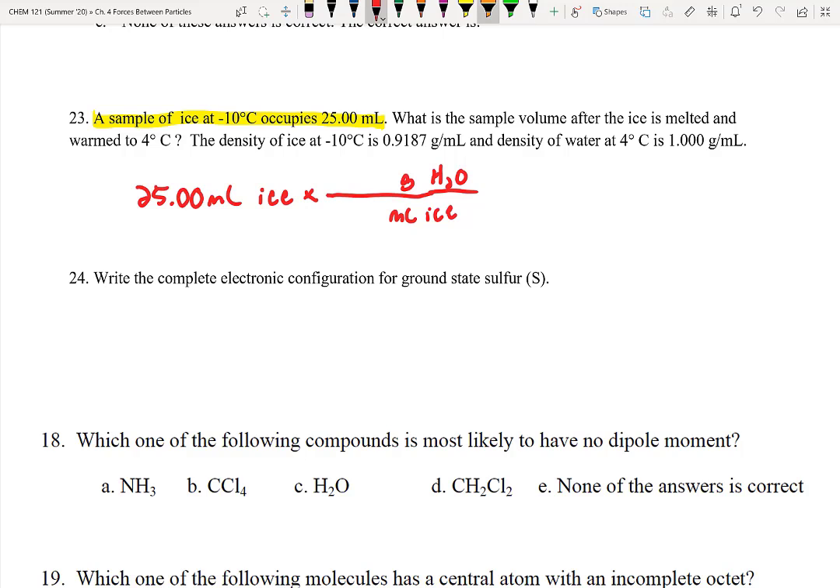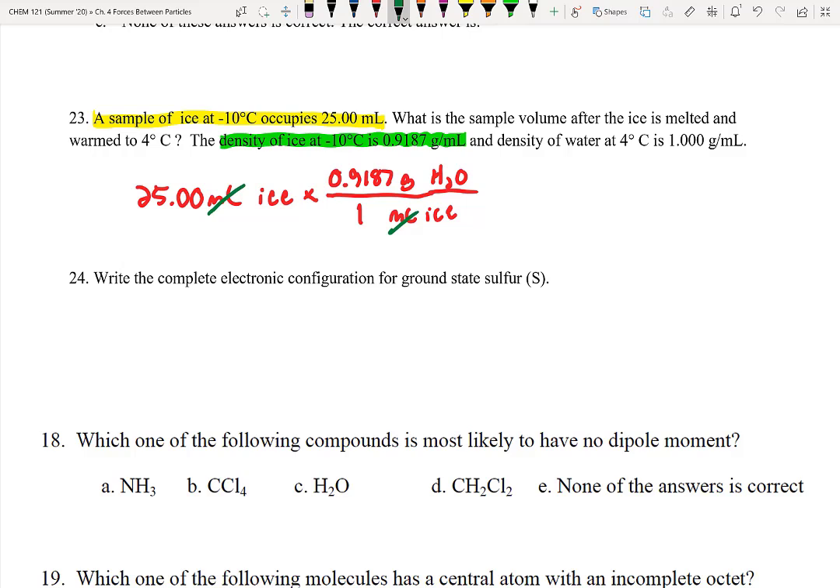Well, let's take a look at what's provided down below. It says the density of ice at negative 10 degrees is listed here. So we can plug it in and say it must be 0.9187 grams of water per every 1 milliliter of ice. So this is great because now we figured out the mass of our ice sample, and I can cancel out my milliliters and milliliters.